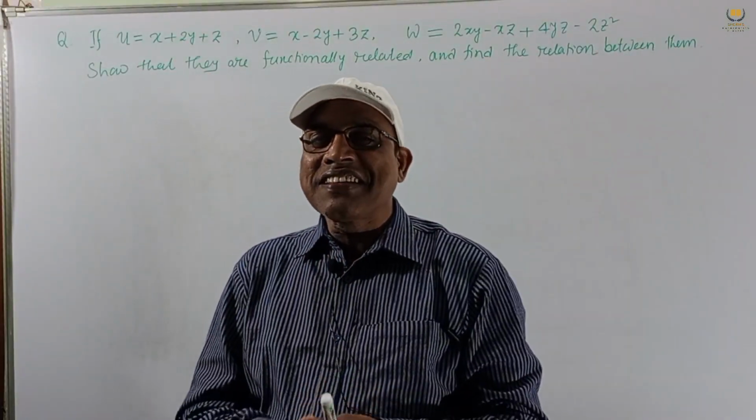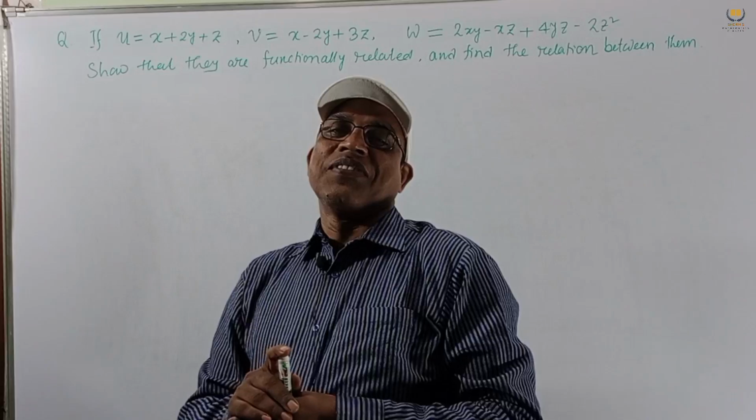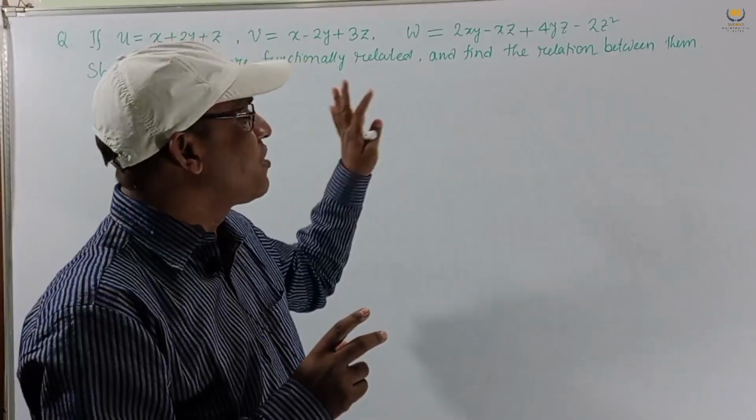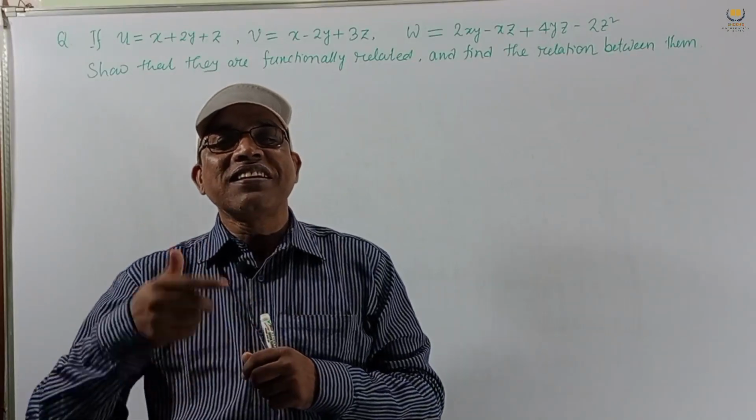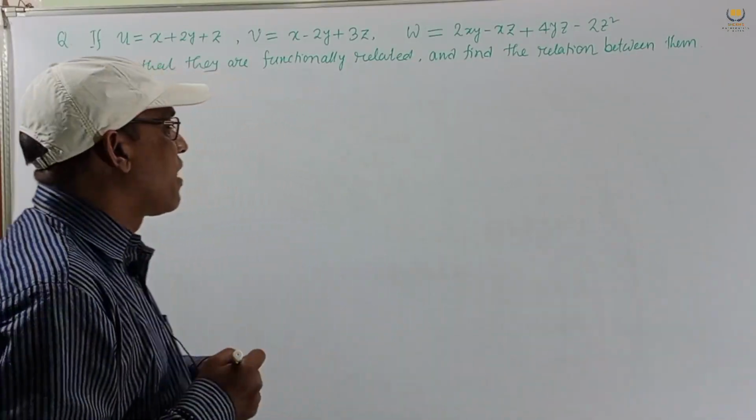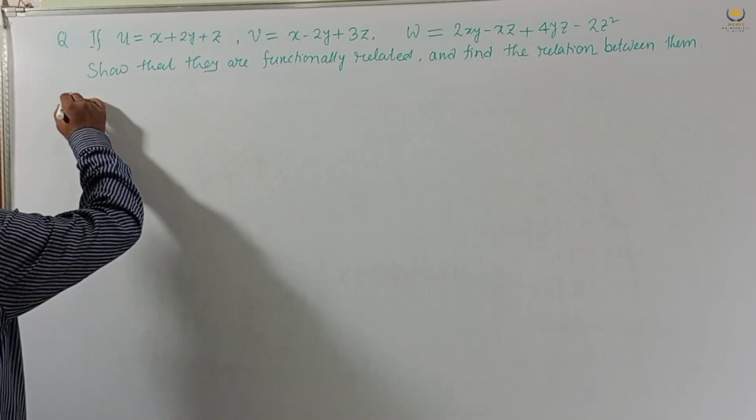Functionally related means their Jacobian is 0. If the Jacobian of u, v, w is 0, then it is called functionally related. Now what is the relation between them? We have to find. Now let us consider this problem.